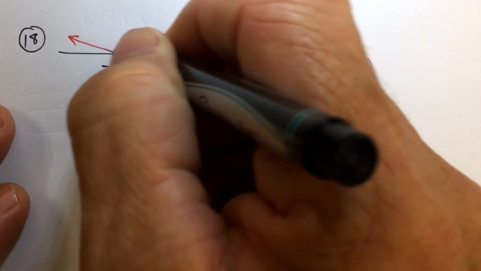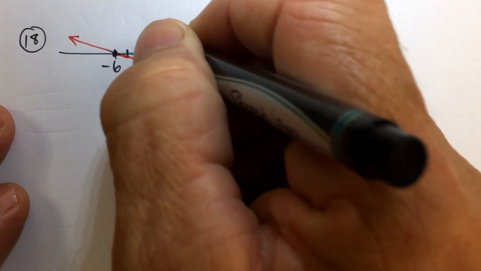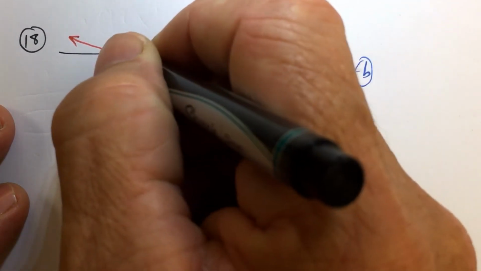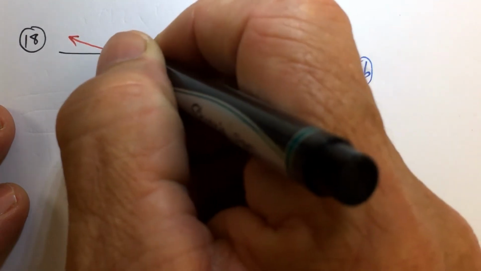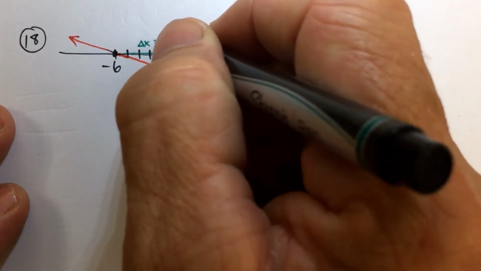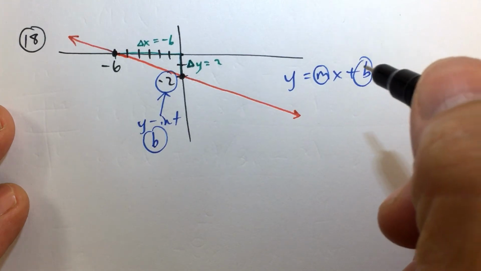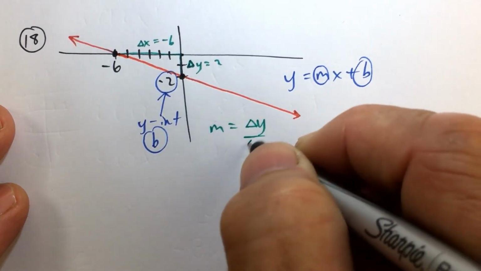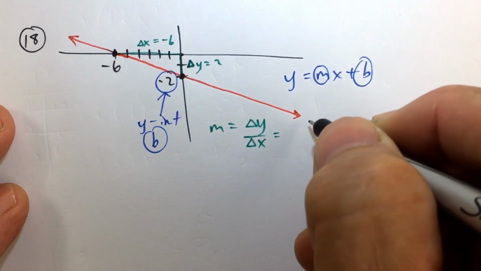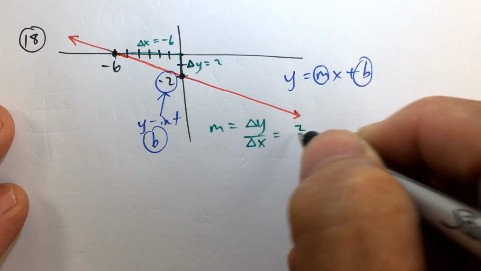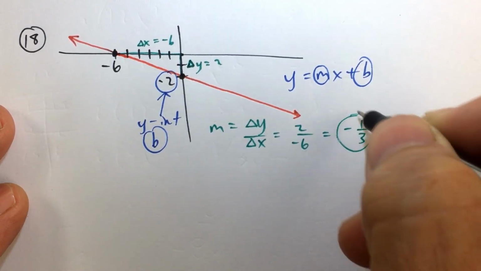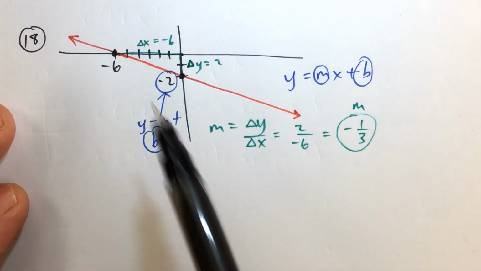And then the change in x, if you go to the left, it's a negative number, and we go from here to this point here, from the y-axis all the way over to negative 6. That's 6 units in the negative direction. So we know that the slope is the change in y over the change in x, rise over run, which is 2 over negative 6, which is negative 1/3. So there's our slope.